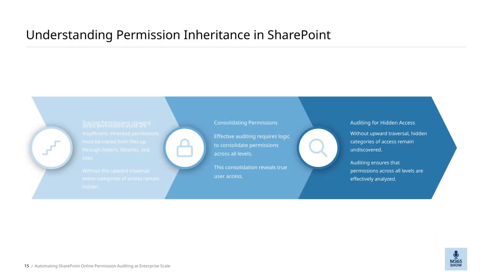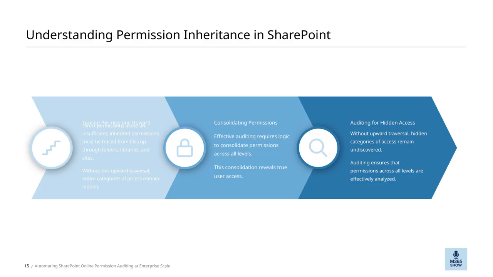Understanding permission inheritance in SharePoint is crucial for effective permission management. On this slide, we focus on the importance of upward traversal when auditing permissions. Without going upward through folders, libraries, and sites, some hidden categories of access can remain undiscovered. This means there could be permissions granted that you're completely unaware of, which can pose security risks. Auditing helps us analyze permissions across all levels, ensuring that we have a complete picture.